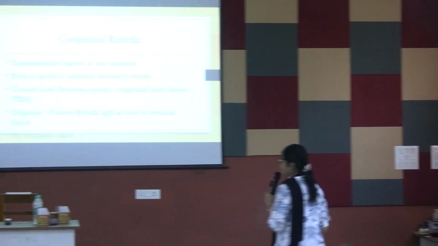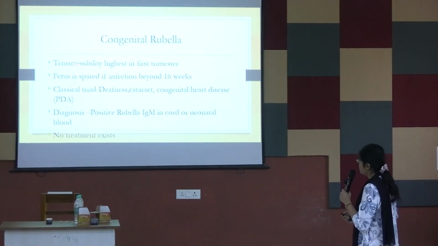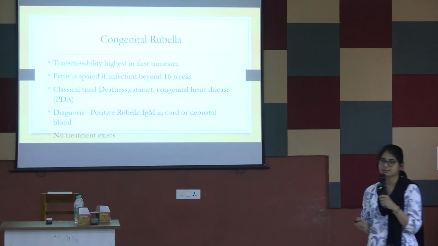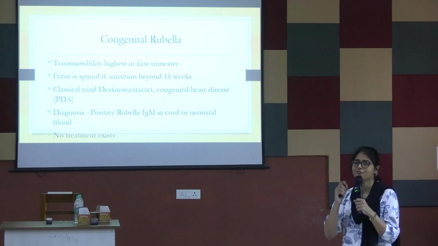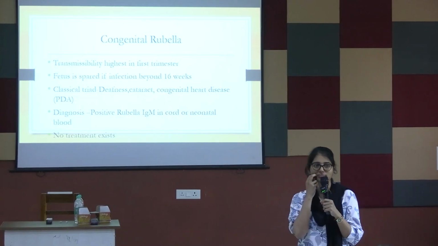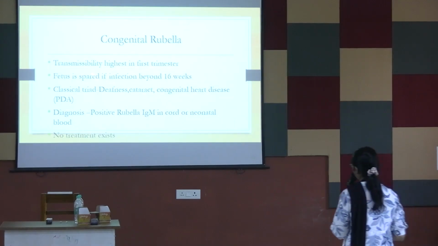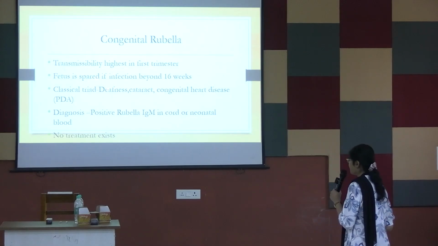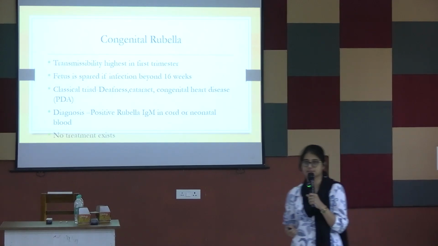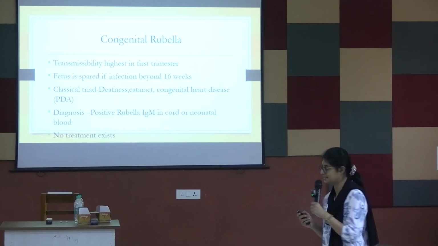What is congenital rubella? Again, rubella infects when the mother is pregnant. The transmission of rubella is highest in the first trimester of pregnancy. What is the duration of first trimester? Anyone? First 12 weeks. So if the rubella virus enters within the first 12 weeks, the transmissibility will be highest. But the fetus is spared if infection is beyond 16 weeks. After 16 weeks, the chance of infection is less.